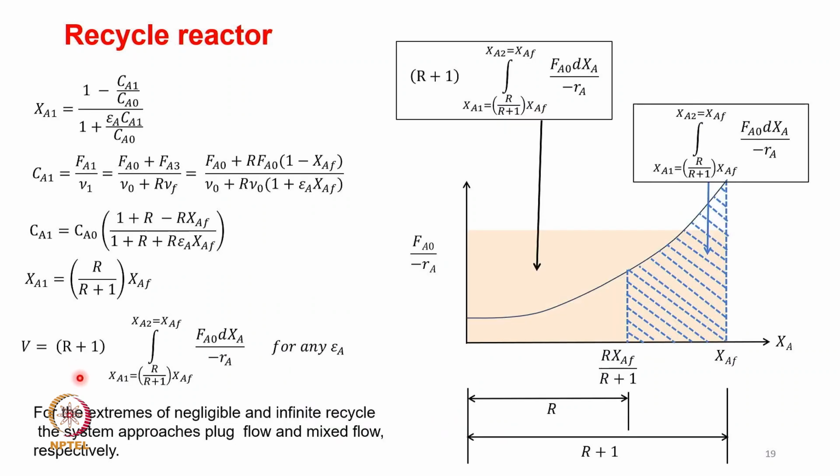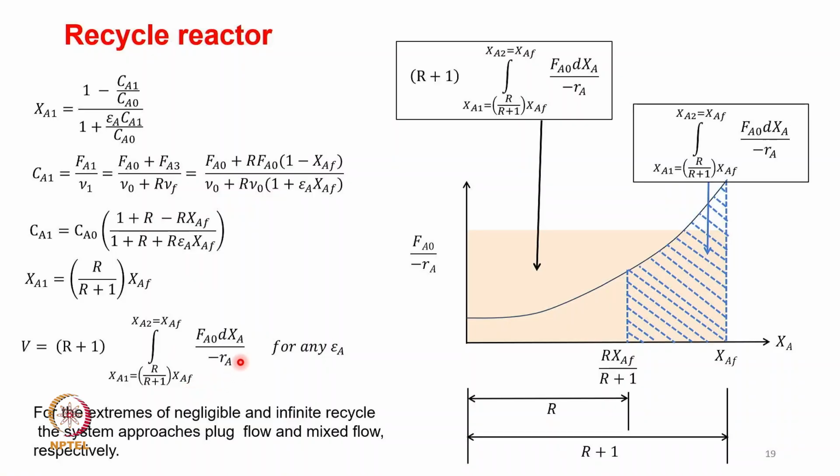So, your eventual equation becomes V is equal to R plus 1 times the integral from XA1, which is equal to R by R plus 1 of XAF, to XA2, which is equal to XAF, the final outlet conversion, of Fa naught into dXA by minus Ra. So, this is also helpful in finding out the volume if you have a recycle reactor, but it is not a clean expression.